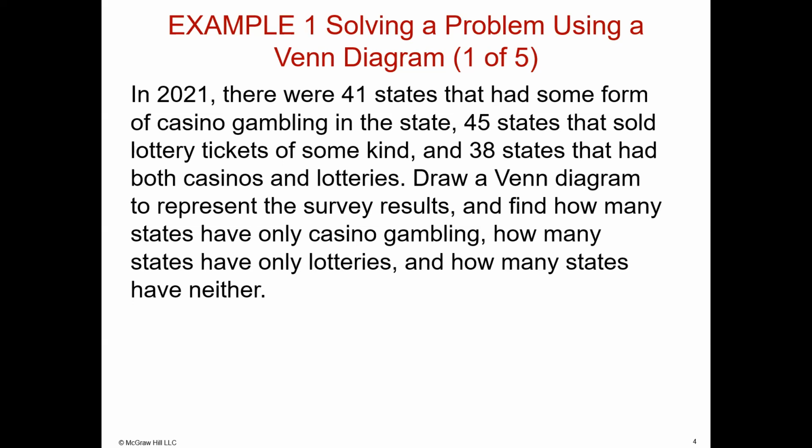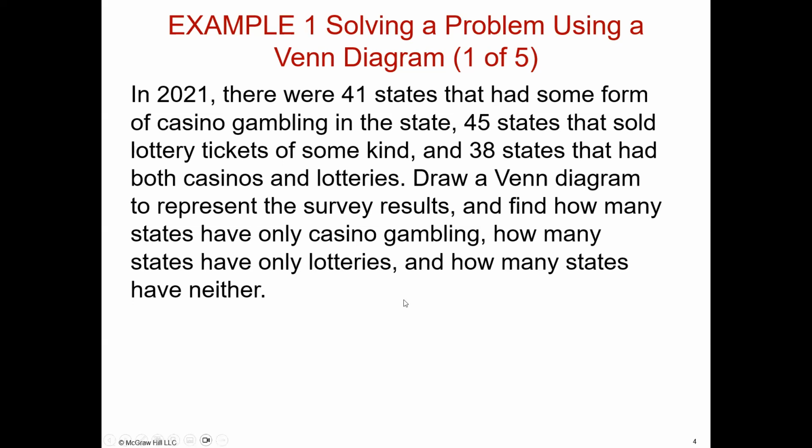Well, I think we all know, being Michiganders, that we do have casinos in our state, and we also have lotteries. Do you agree? And we're not alone, of course, as there are other states. All right, so how do we begin our Venn diagram?